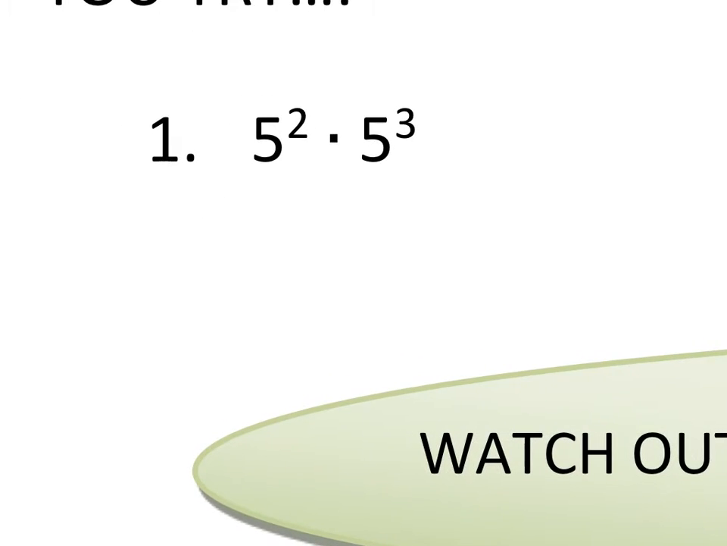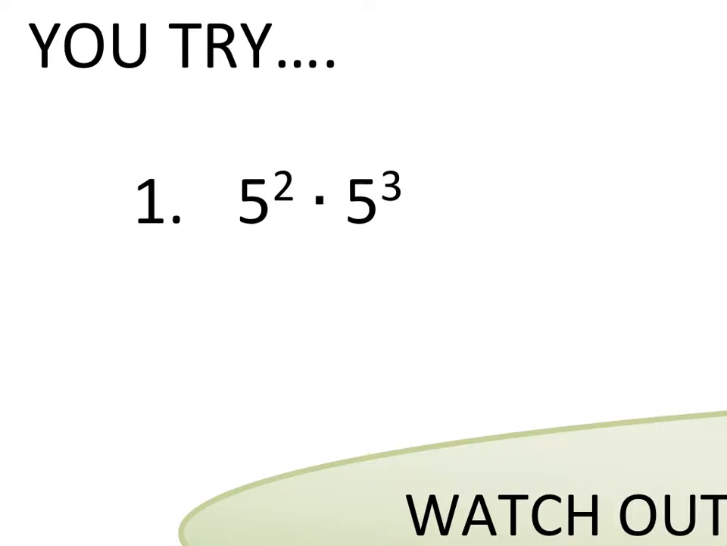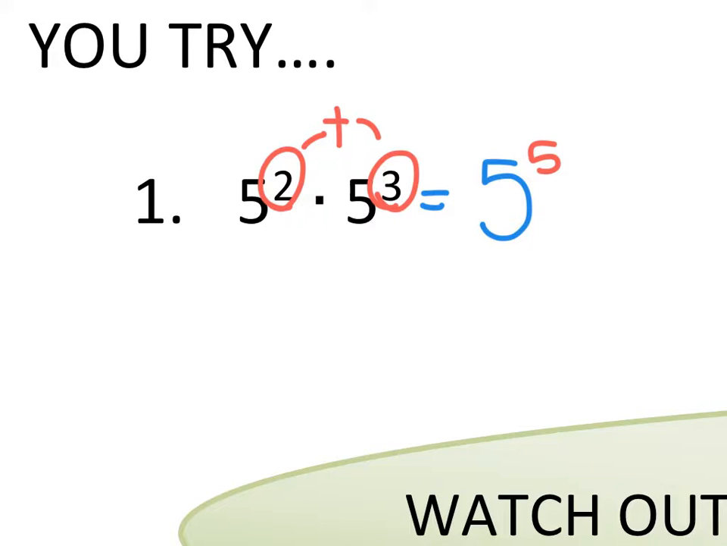Let's take a look at the first one. I have 5 squared times 5 to the third. Is my base the same, and if so, what is it? What is my base here? Is it the 5, the 2, or the 3? Dalen: It's the 5. So since I have the same base, I'm going to write that. And I need to add my exponents. 2 plus 3 gives me 5. So my final answer is 5 to the 5th.